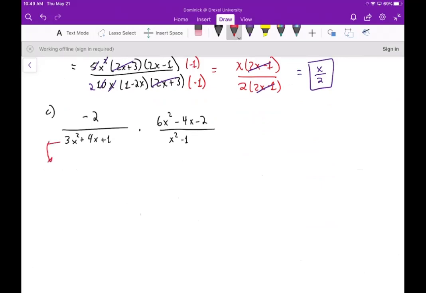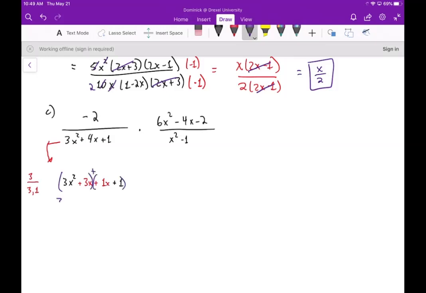All right, so I need my AC, so 3 times 1 is 3. And two numbers that multiply to 3 and add to 4: 3 and 1. So we're going to think of that as 3x squared plus 3x plus 1x plus 1. So we'll factor by grouping.